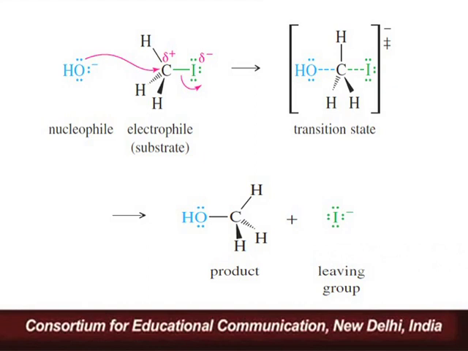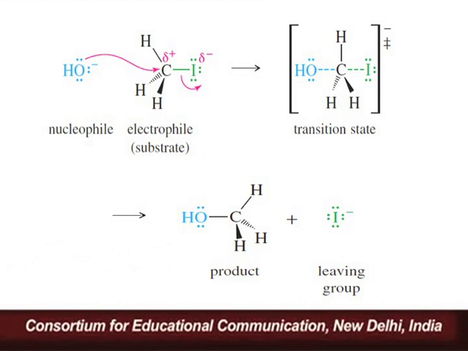And a transition state is obtained in which there is partial bond formation between the carbon and the nucleophile, as well as the carbon and the halogen atom. And the nucleophile pushes the halide anion, that is iodide, out, resulting in the formation of the product.